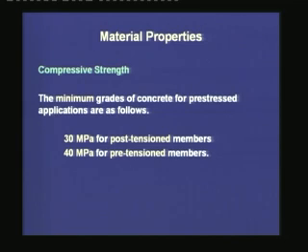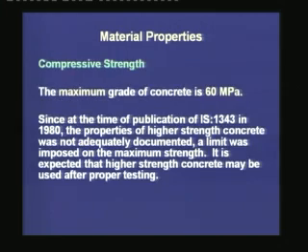Whereas for a post-tension member, usually the transfer of prestress is after a substantial amount of curing and hardening, and hence the code allows a lower minimum strength for post-tension members. The code also gives us a maximum limit of the grade of concrete, that is 60 megapascal. This provision of maximum grade was there because when the code was written in 1980, the properties of high strength concrete were not adequately documented, and hence this limit was imposed.